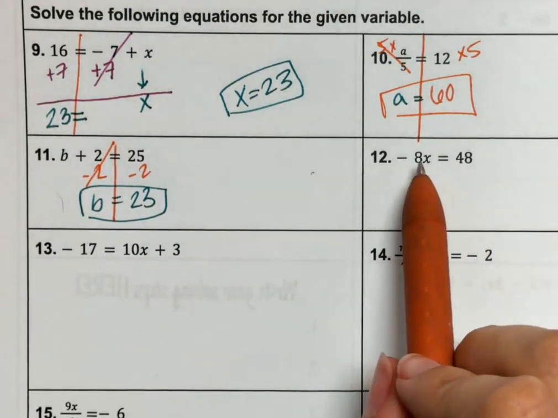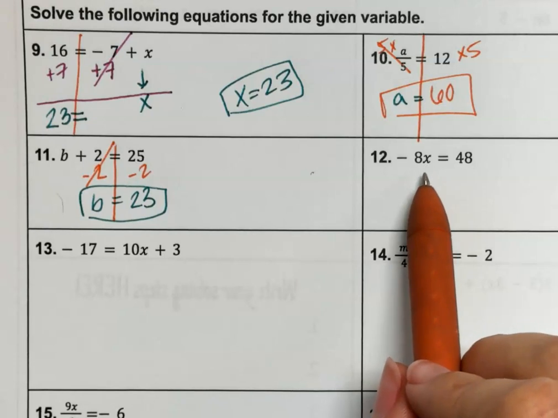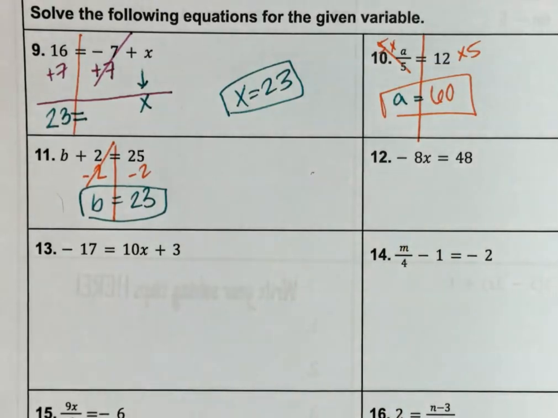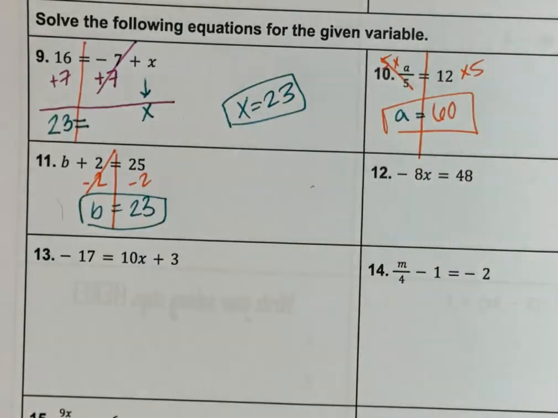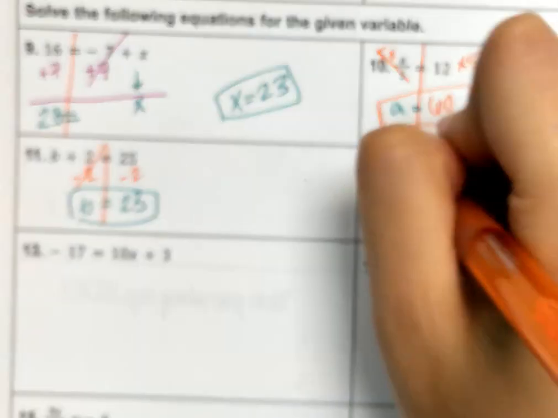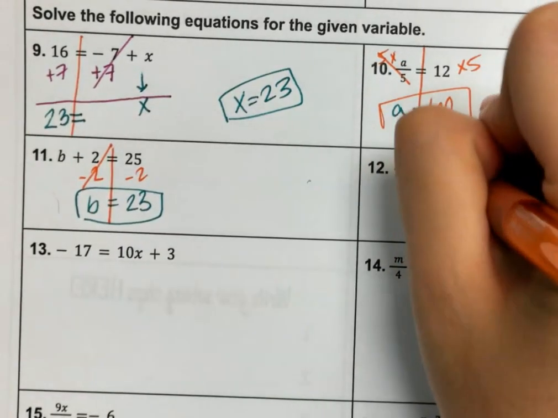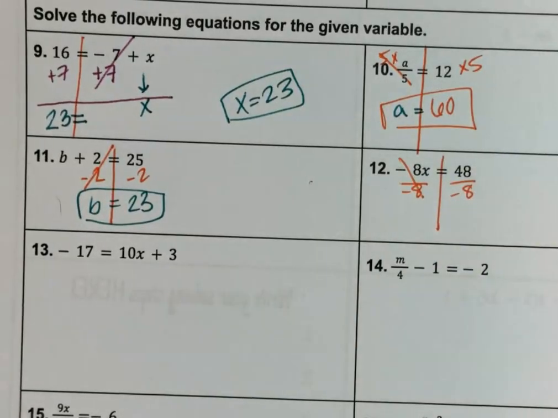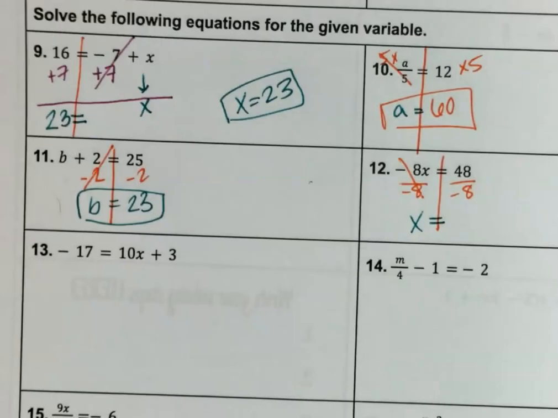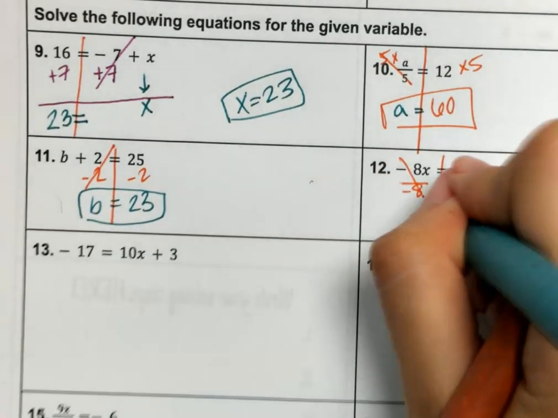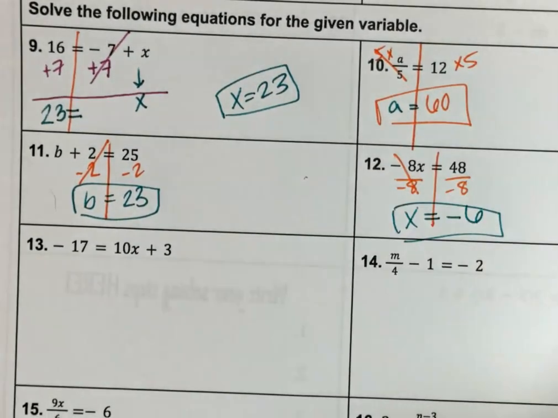So remember, when a number is touching a variable, it means they are being multiplied. So negative 8x is negative 8 times x. So I'm going to do the opposite of multiplying, which is dividing. Since it's being multiplied by negative 8, I'm going to divide by negative 8 to both sides, which leaves me with x equals 48 divided by negative 8, which is negative 6.